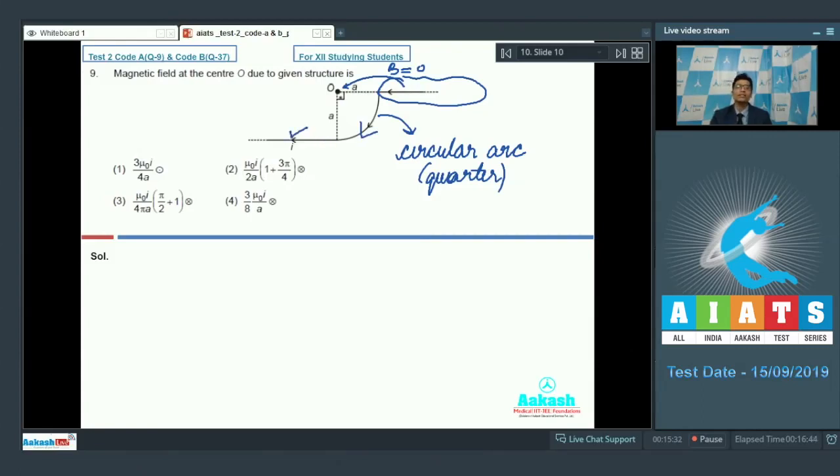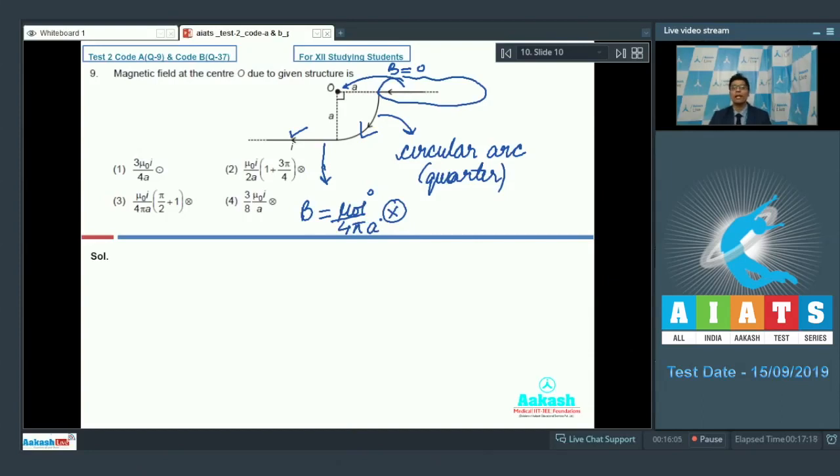This wire acts as a semi-infinite wire for point A, and therefore the magnetic field due to this wire can be written as mu naught I by 4 pi a. The direction of the magnetic field can be calculated using the right hand thumb rule. If we place our thumb in the direction of the current, then our fingers would curl in the direction of the magnetic field. Therefore, this magnetic field would be in the direction inwards into the plane.